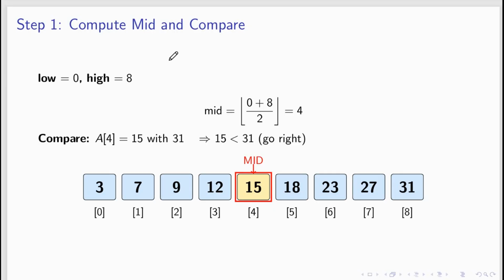By computing mid and comparing, you can see that low is on index number 0 and high is on index number 8. Okay, 0 and 8, 0 plus 8 divided by 2, the answer is 4. Your mid will be on index number 4, and index 4 contains 15. As I told you, if the mid value is lesser than the searching value, then you will go to the right side. A of 4 equal to 15, then it will compare with 31. 15 is less than 31, so you will go to the right side.